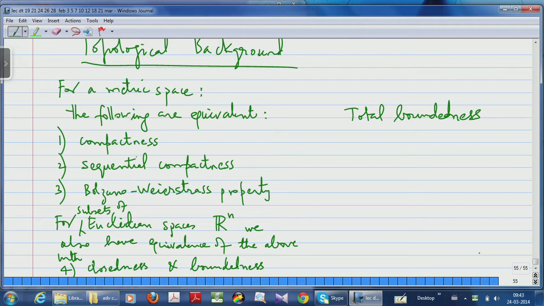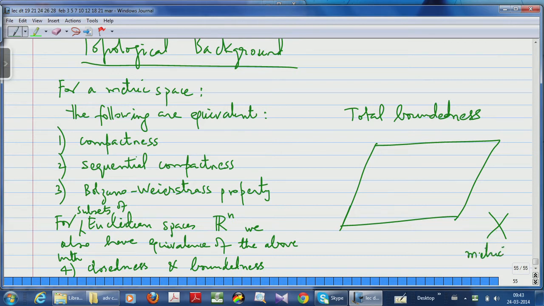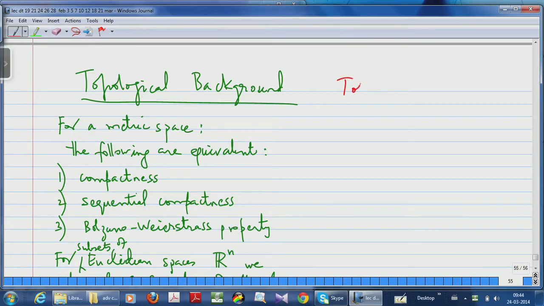Basically, you have some space X, and let's assume that X is a metric space. The idea of total boundedness is to fill out the whole space by finitely many open disks of a fixed radius, no matter how small that radius may be. That's the idea.